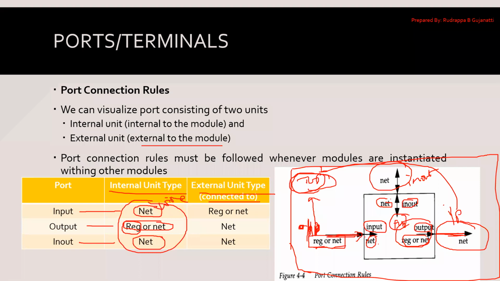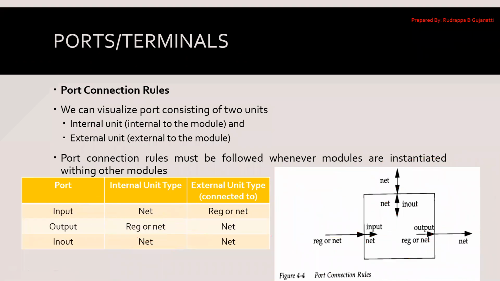But this one is acting as what? It is acting as input to this module. Therefore, this input can be register or net data type. And in the same way, if I analyze, when it is external unit, the output port will be of net data type and the in-out port will be of net data type. So this is how I can analyze the port connection rules.